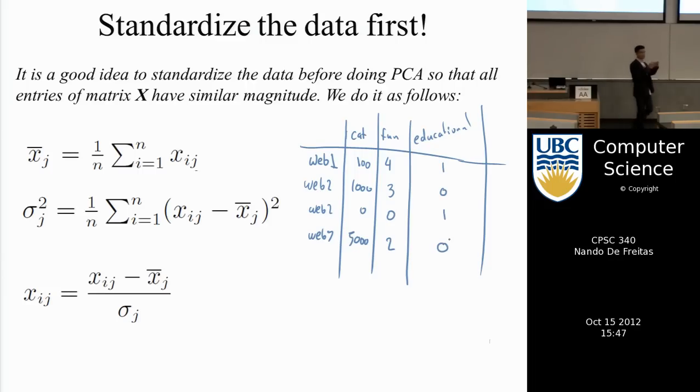And we form a matrix because a text document is also a matrix. You can take any collection of text, and go document by document through the words that appear in it. So in this case I'm saying that web page 1 has the word cat 100 times, the word fun 4 times, and the word educational 1 time.